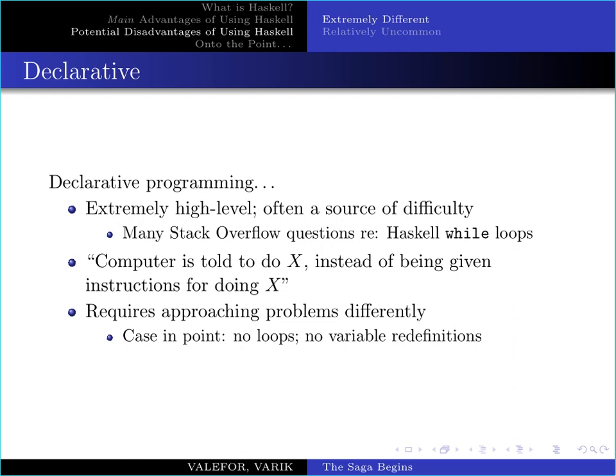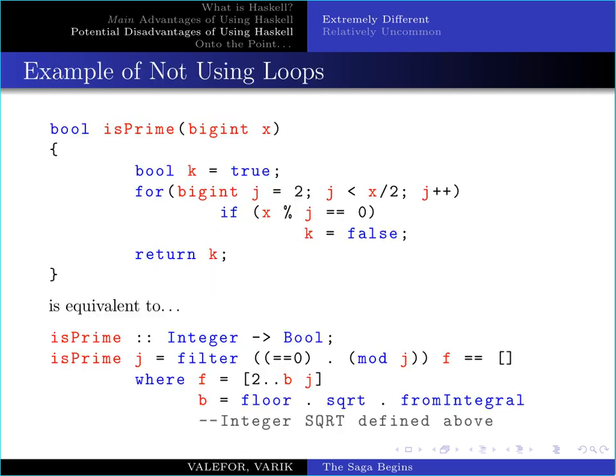As I mentioned, you don't have loops, but also, Haskell doesn't actually allow redefining variables in compiled programs, which was one of the other things that tripped me up when I was first learning it. But here's an example of not using loops.